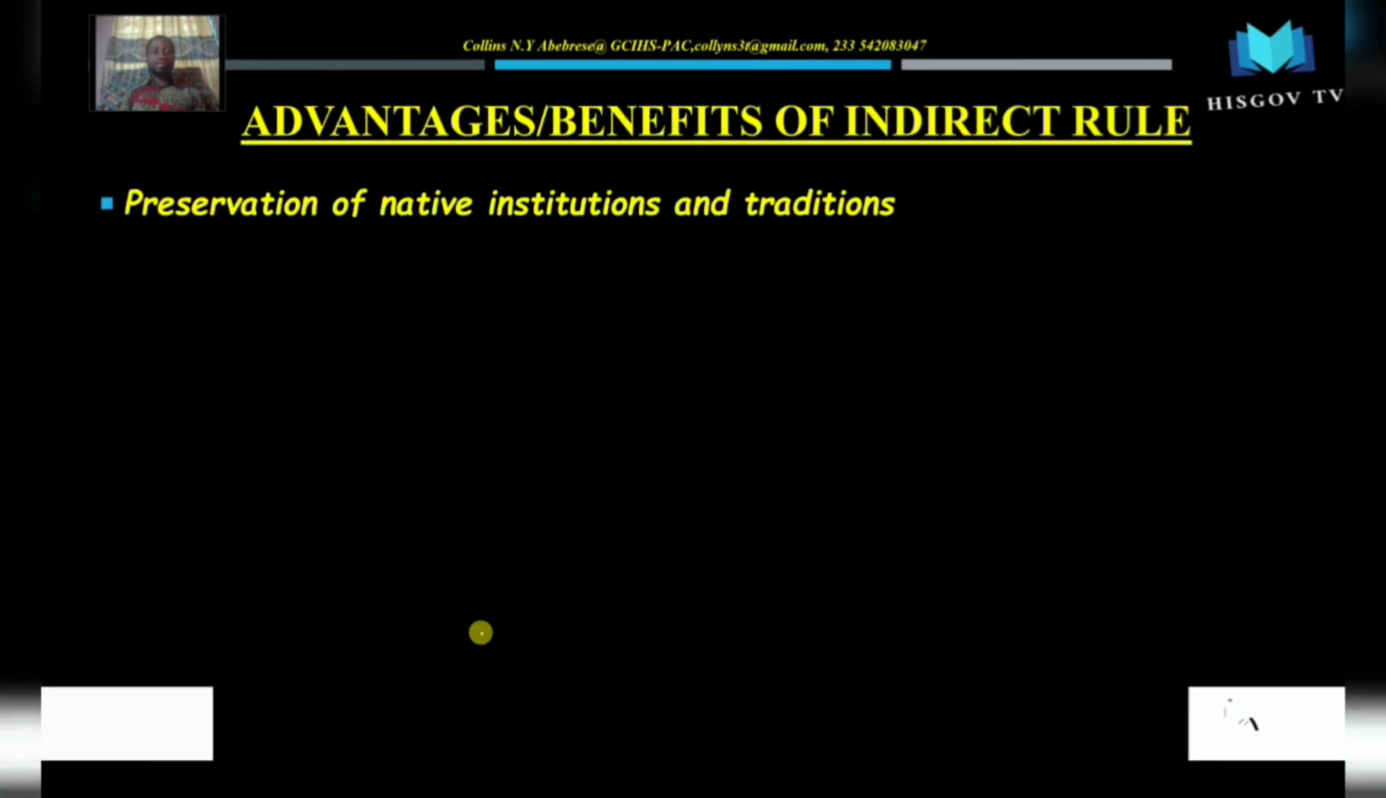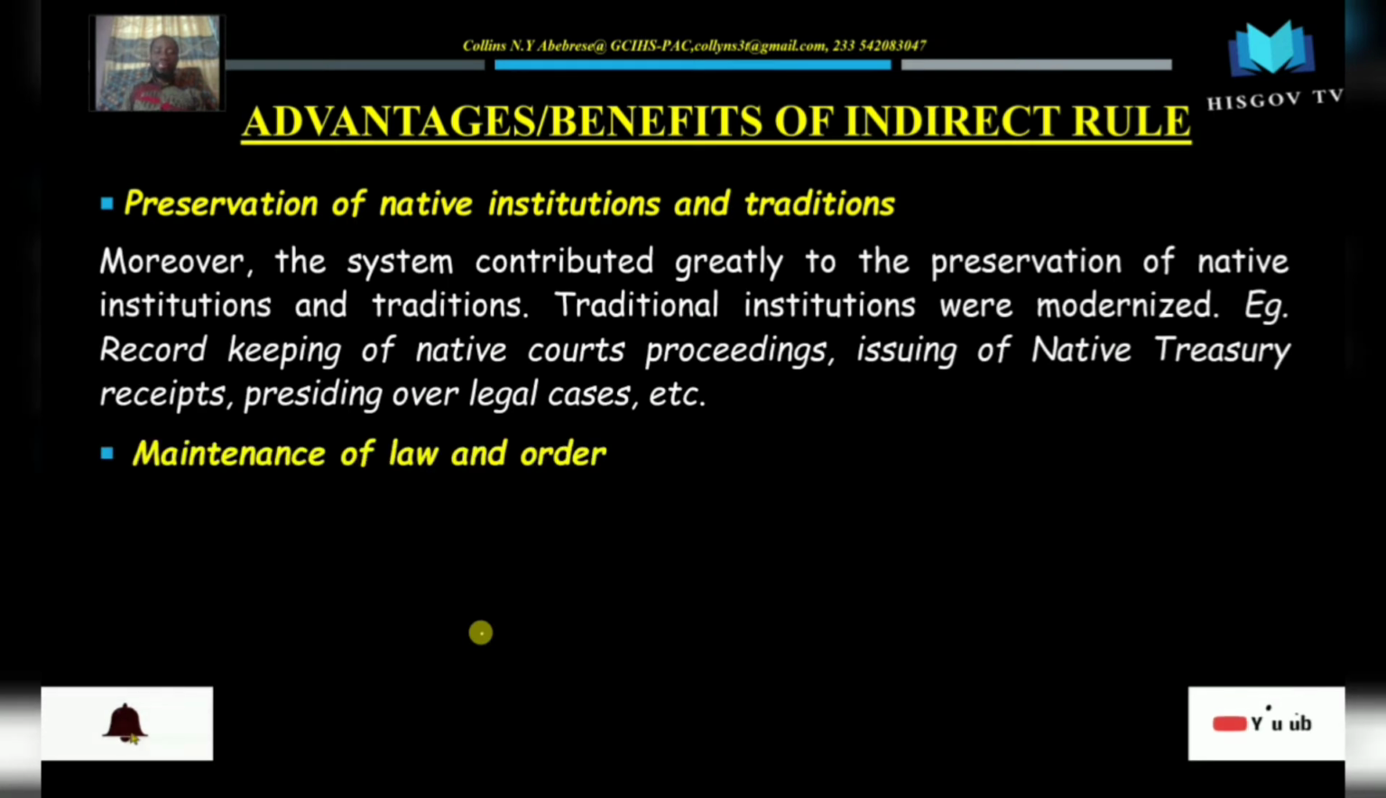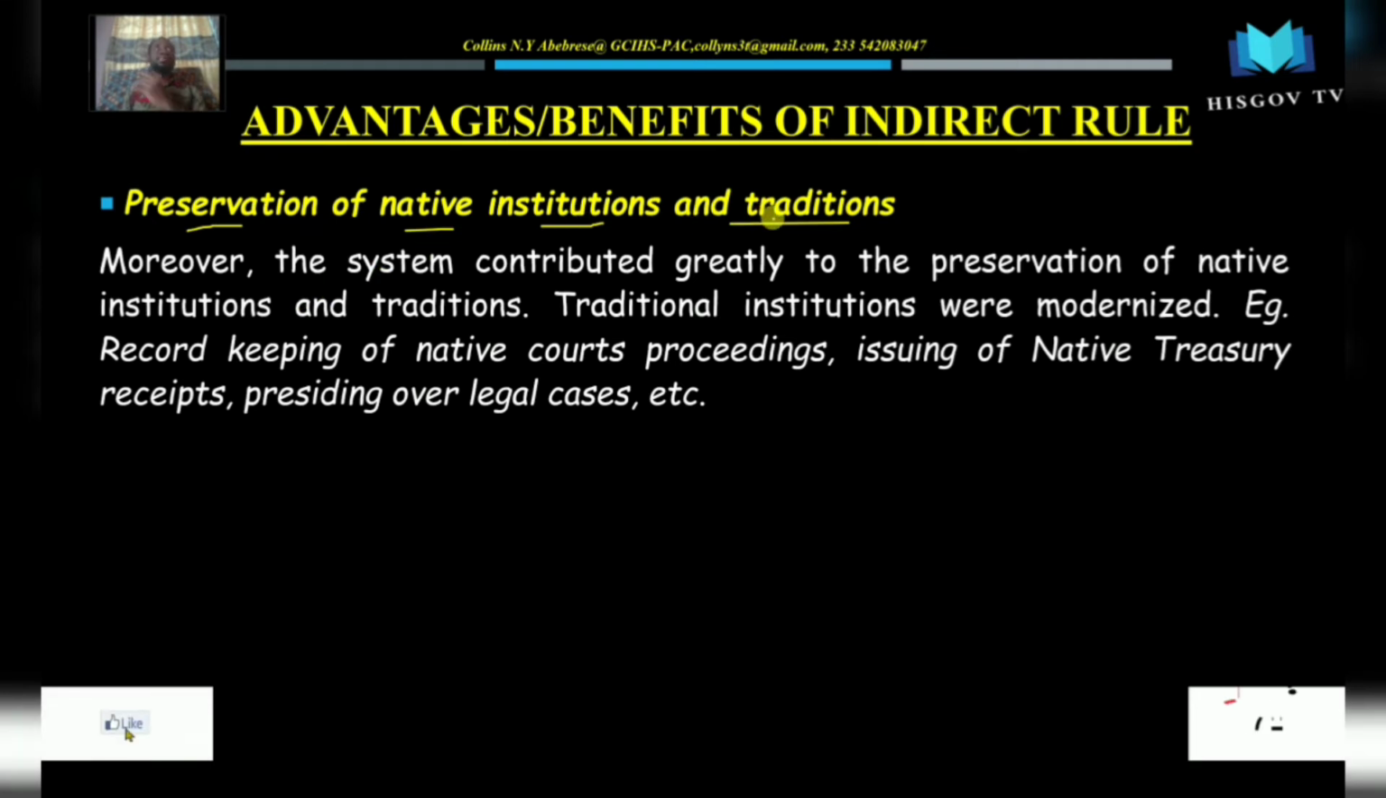The third one says a benefit or advantage of colonial rule was that it helped to preserve the native institutions and traditions. So, preservation of native institutions and traditions. And if you could recall in our previous video, I said here that yes, the British did well by trying to maintain native institutions and chieftaincy. However, I also said that they did that for their own selfish interest.